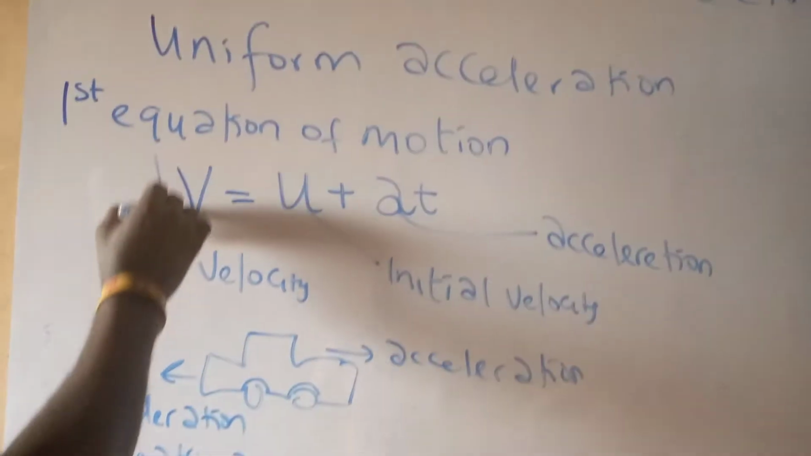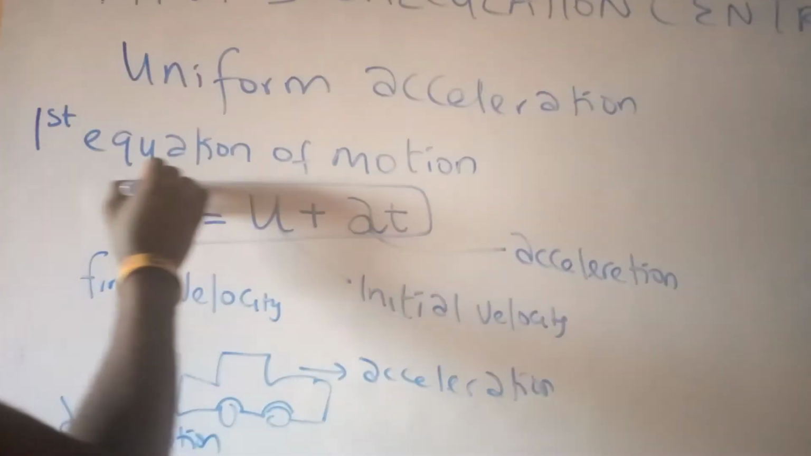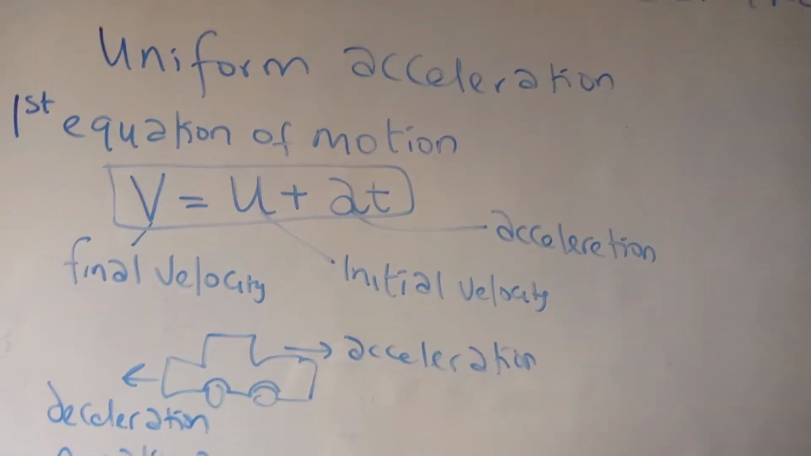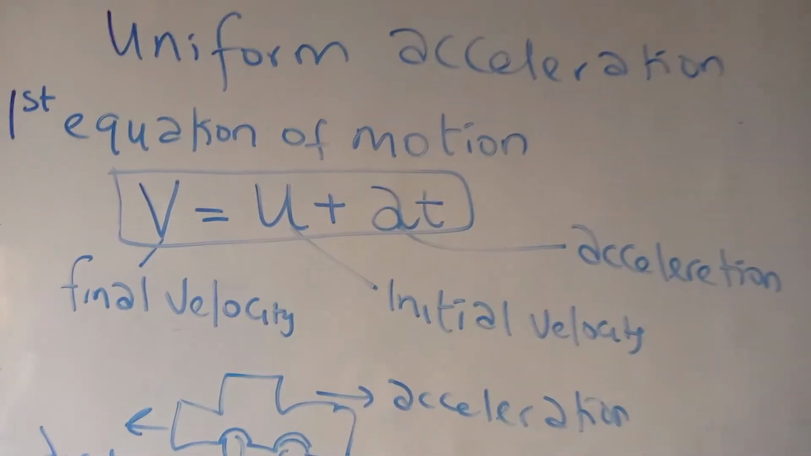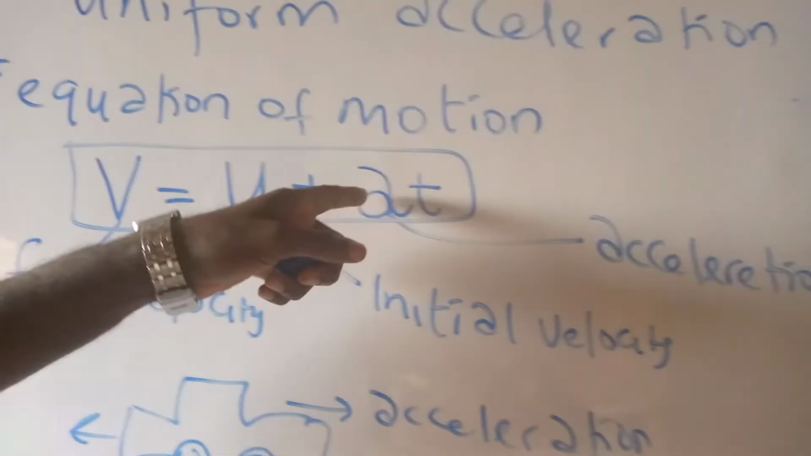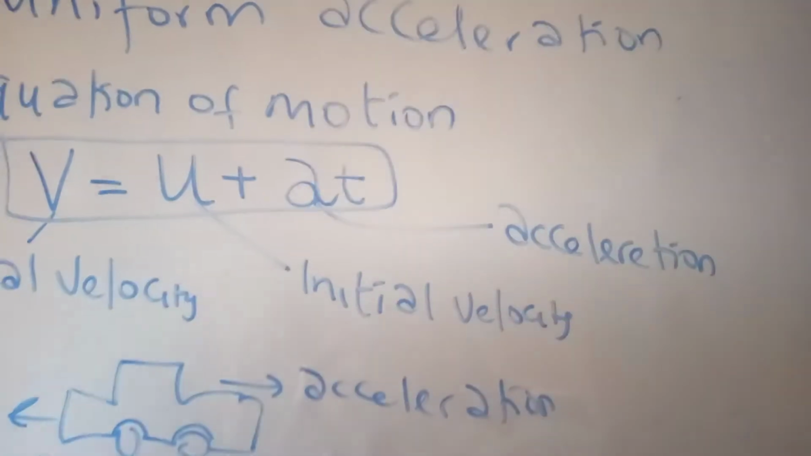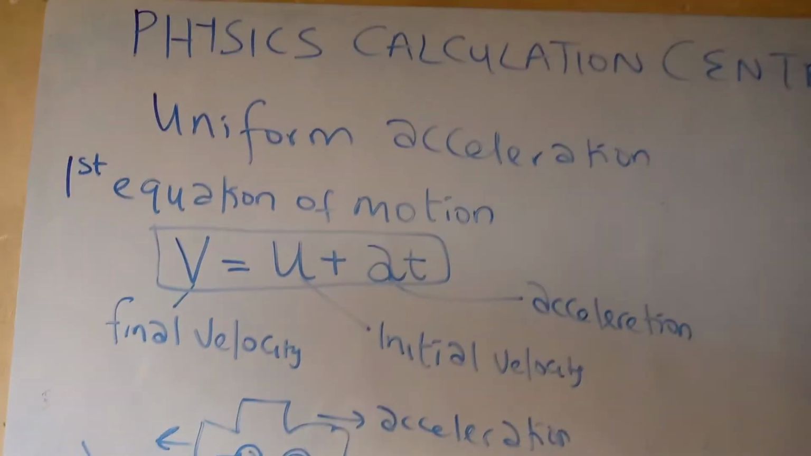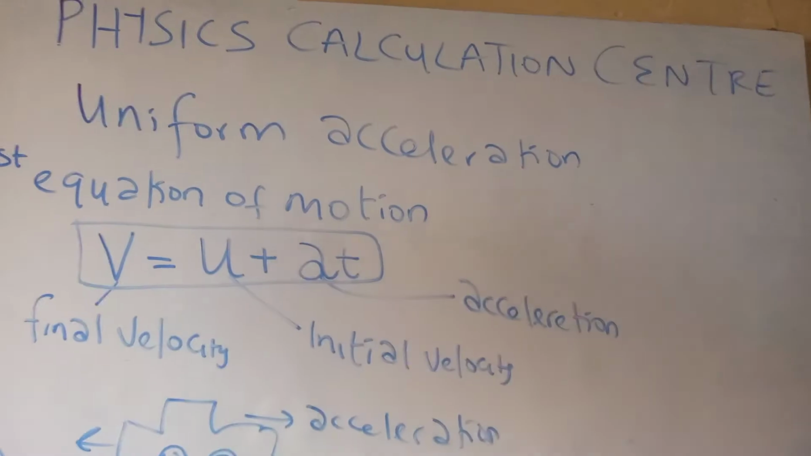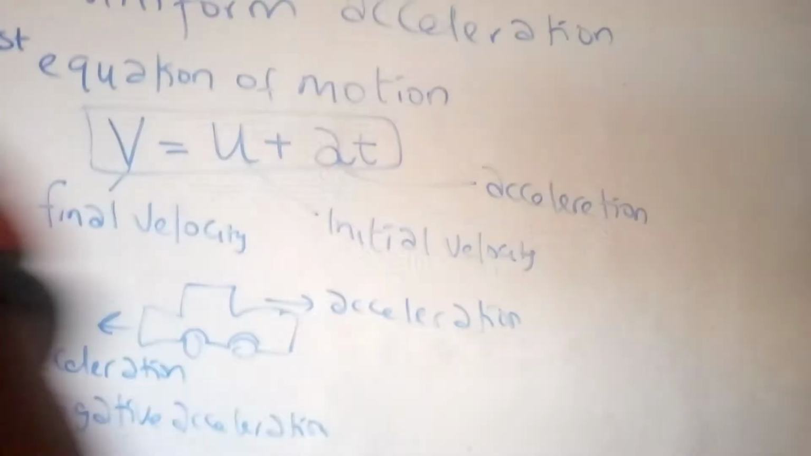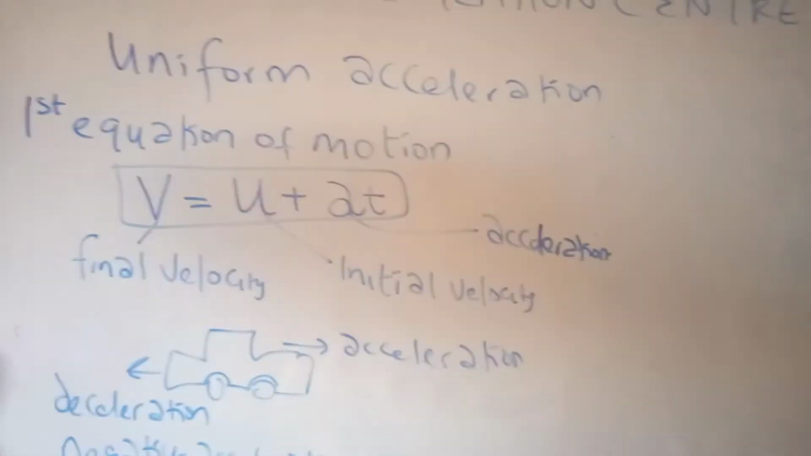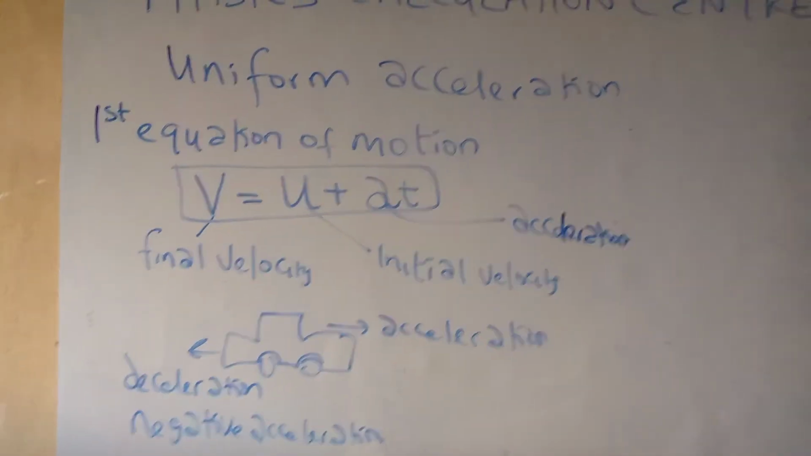So this equation is called the first equation of motion: V equals u plus at, where V is the final velocity, u is the initial velocity, a is the acceleration, and t is time. And this gives you the picture. Okay, quickly, let's look at this example. I am not going to clean this totally, for proper continuation.